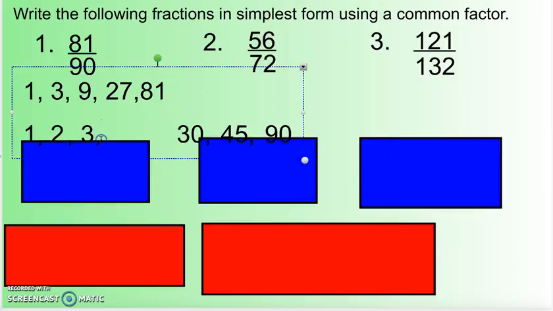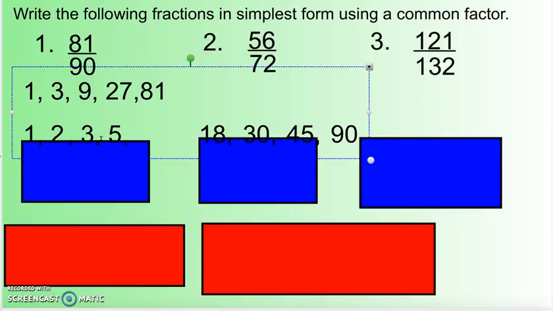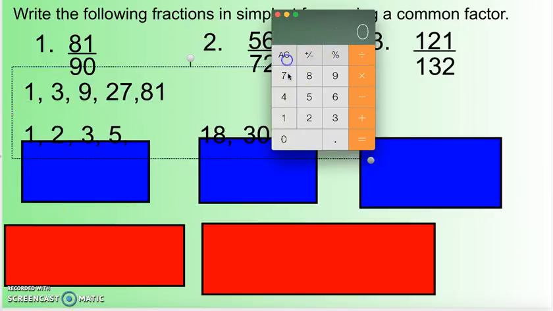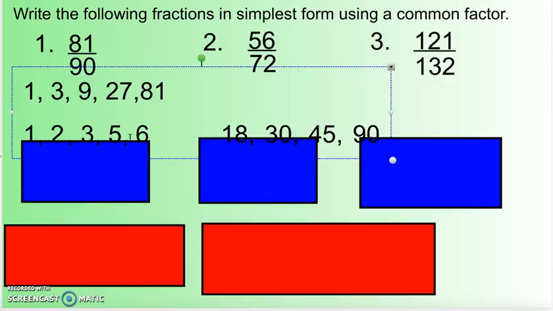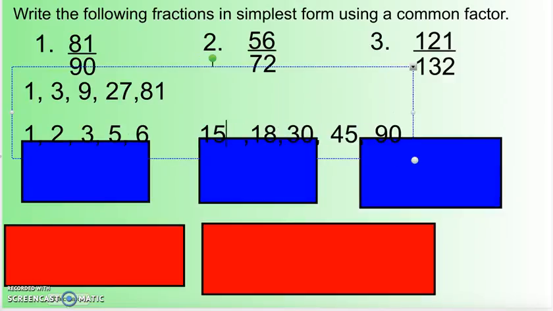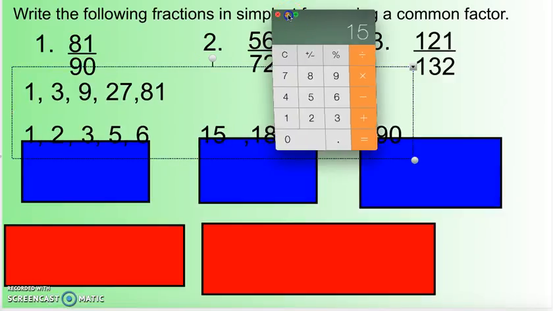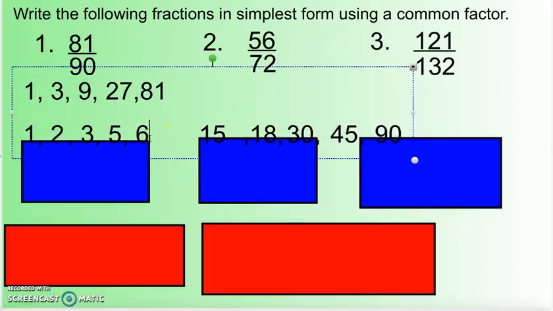So let's put 5. And we got 18. How about 6? Does 6 go in there? 90 divided by 6. Yep, that works. So let's put 6. And we got 15, or no, 16. Do we get 15? 15. Okay. Then 7.